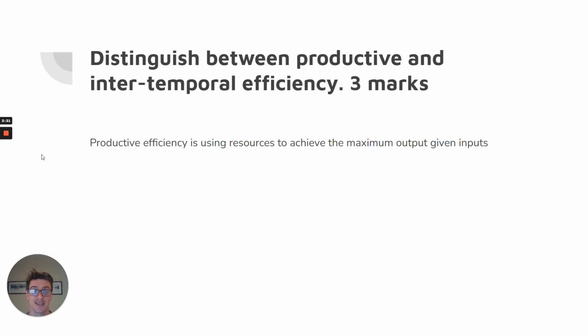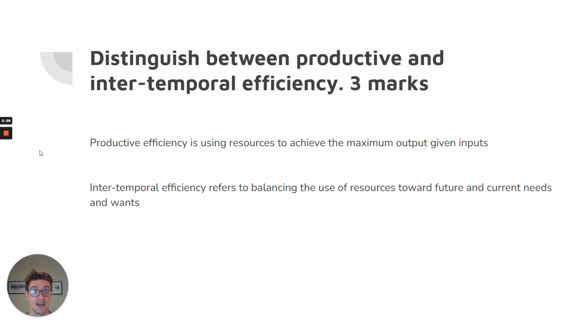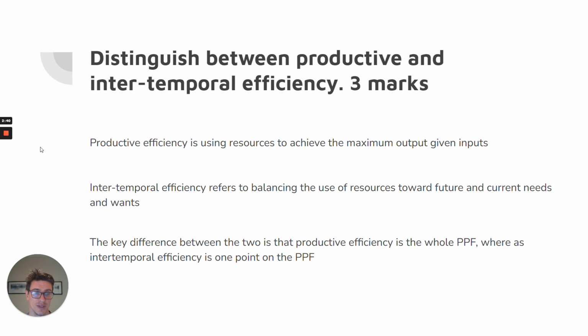So firstly, I'm going to start out by saying productive efficiency is using resources to achieve the maximum output given our inputs. That's a good start for our first mark. Then we're going to explain or demonstrate what intertemporal efficiency is, which is about balancing the use of resources towards future and current needs and wants. And finally, we're going to say the key difference between the two is that productive efficiency is shown on the whole PPF, so at any point on the PPF, whereas intertemporal is only 1 point. So that just shows a little bit deeper understanding. And also I like the idea of using the PPF to distinguish between efficiencies because it's new to the study design this year. Alright, so this is a really good solid structure.